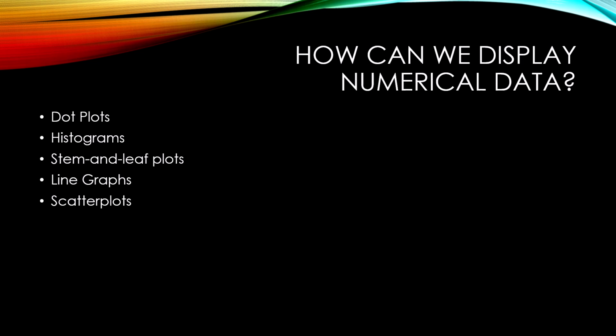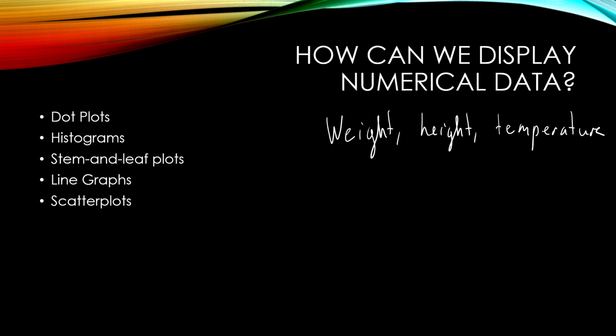All right, now we're going to talk about numerical data. Numerical data, as a reminder, are things like weight, height, temperature, things that we measure with numbers rather than words. And so often when we're displaying numerical data, we're displaying how often different numbers occur. So the most basic type of numerical data is dot plots.